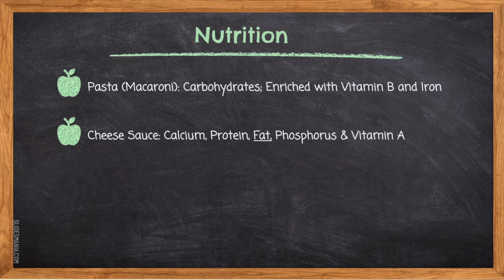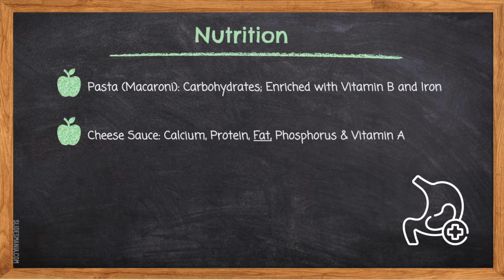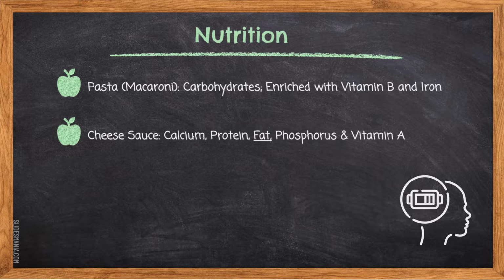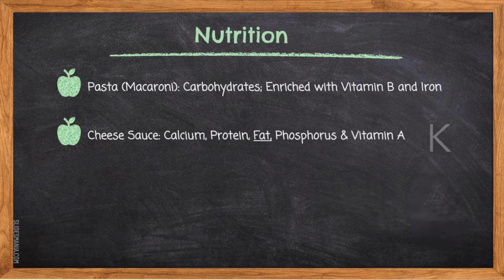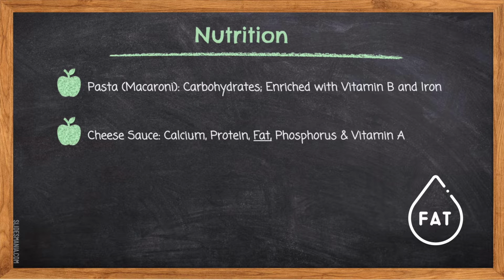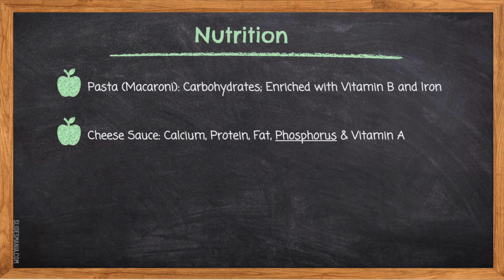Fat. Fat helps protect your body and insulate body parts such as major organs, supplies energy to your whole body, transports fat-soluble vitamins such as A, D, E, and K, and supplies your body with essential fatty acids needed for functioning. Phosphorus. The main function of phosphorus is the formation of bones and teeth.